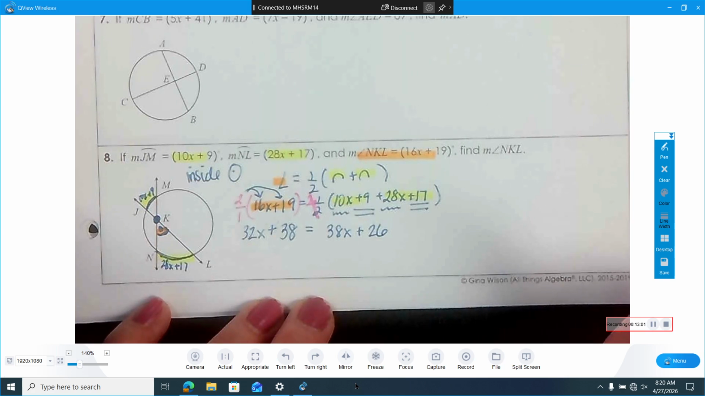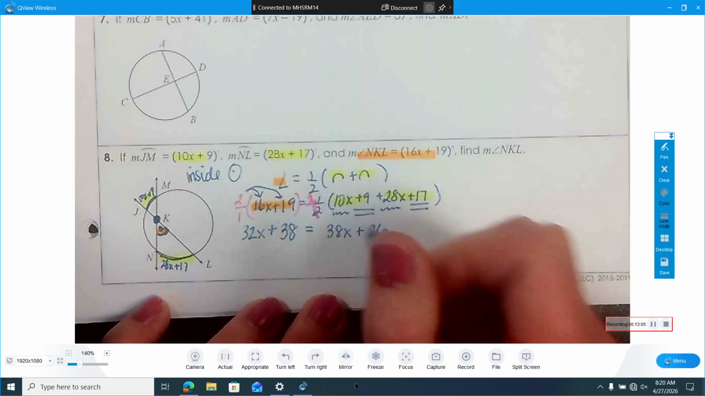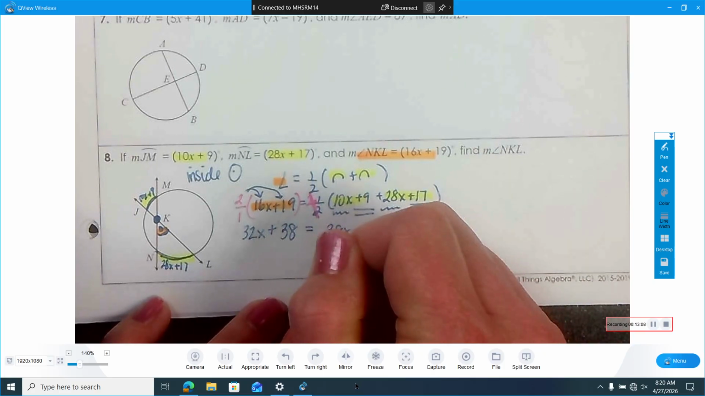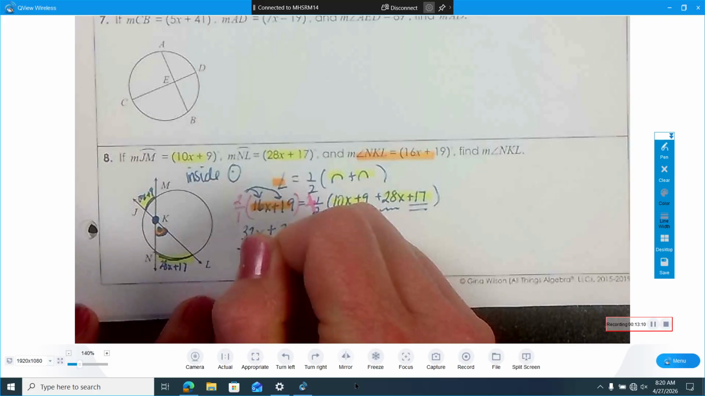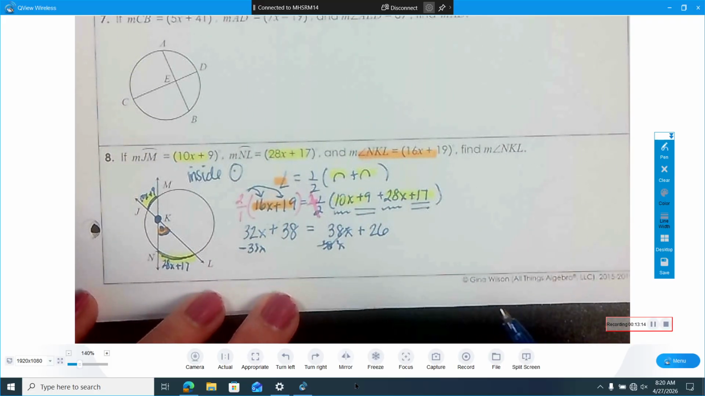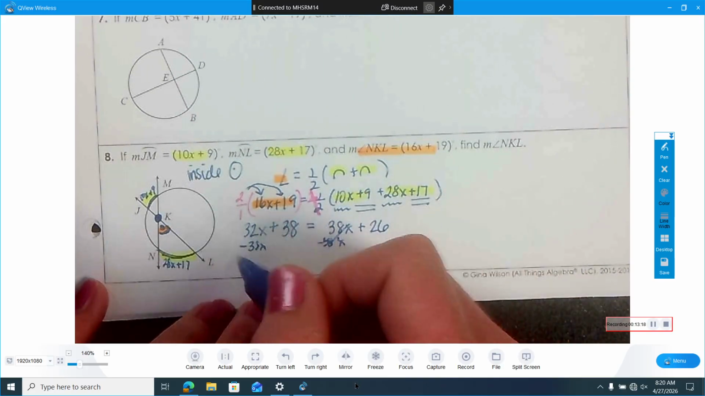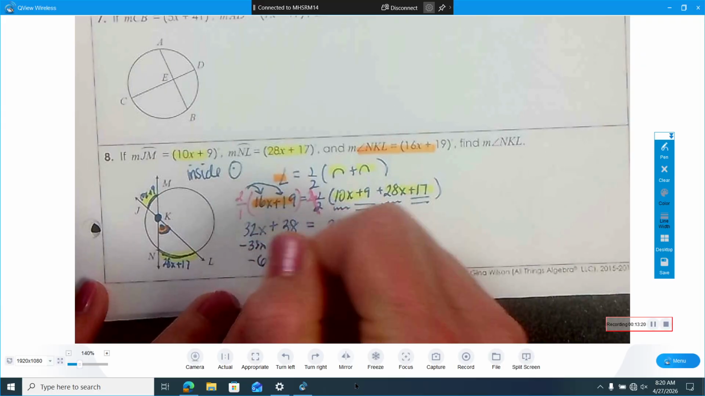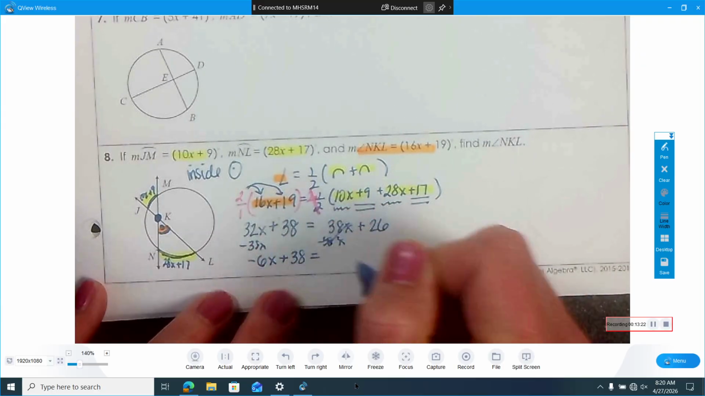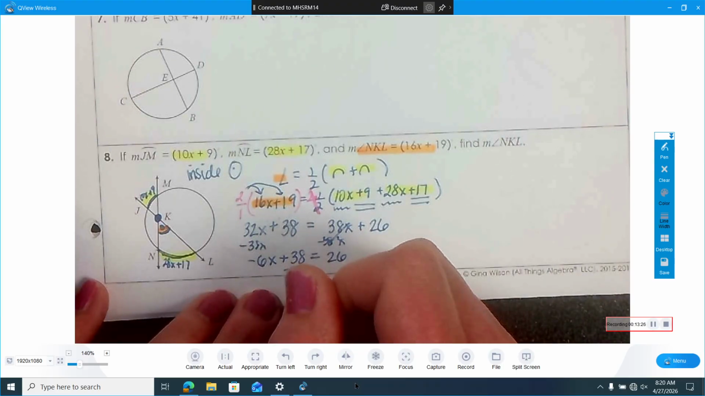Minus the 38 to the 36, 26. Oh, see, I like to move my letters first, so I'm going to move this 38 instead. 38x minus 38x. I tell my algebra students, letters to the left. That's what I say, letters to the left. 32 minus 38 is negative 6x plus 38 equals 26. And then I'm going to go ahead and subtract 38.